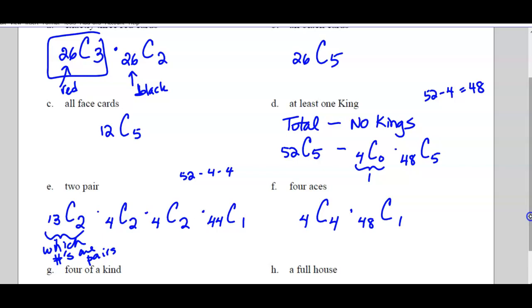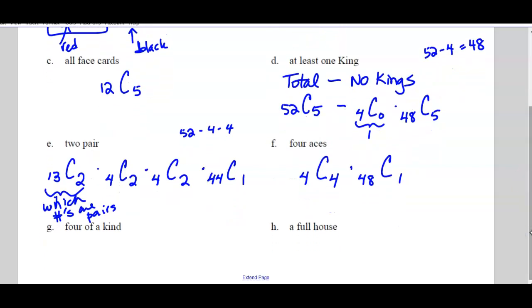Okay, so let's finish off this group. Four of a kind. So this was 4 aces. Four of a kind is kind of similar to this, but what's the difference going to be?